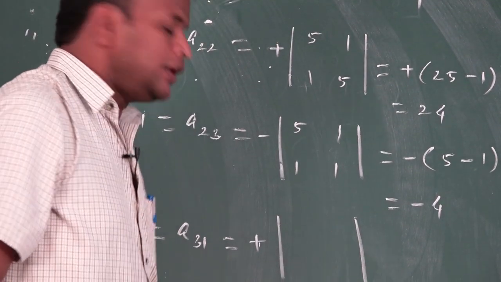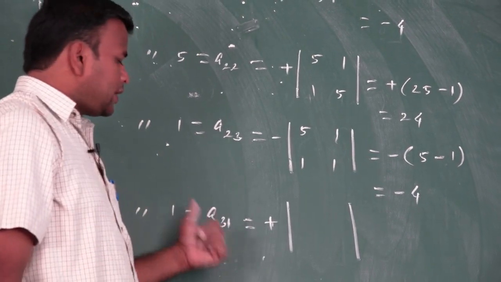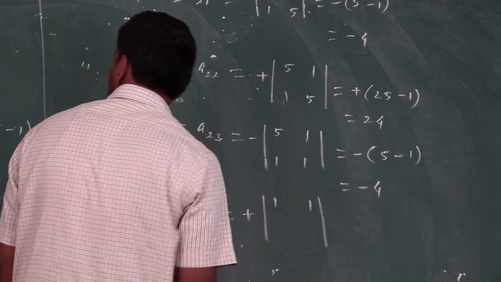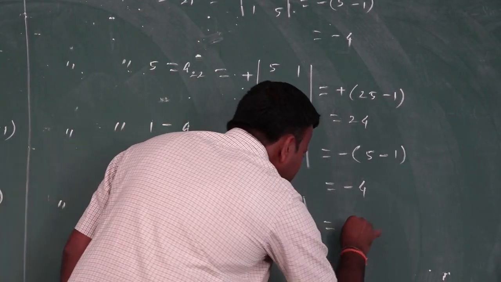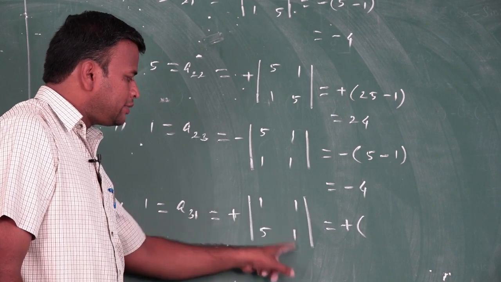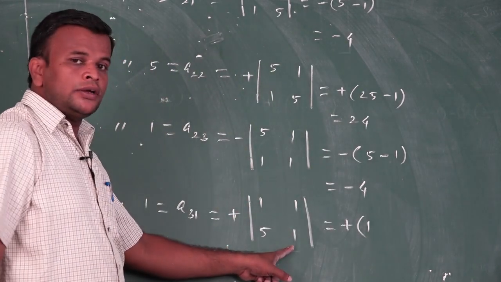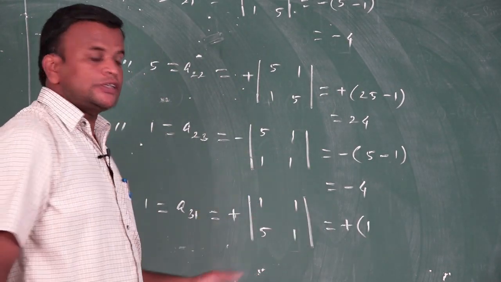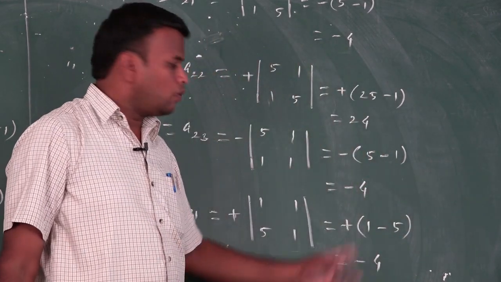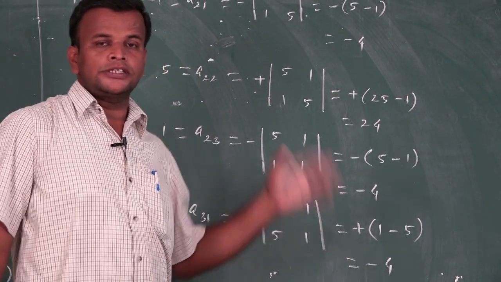Same rule, determinant symbol. We leave the row and column of 3 and 1. So now we leave the third row and first column. The remaining elements are 1, 1, 5, 1. Outside symbol is plus. We multiply the leading diagonal elements: 1 1s are 1. Next we multiply these two elements with a minus, so minus 5. So the final answer is minus 4. 1 minus 5 is minus 4. Outside is plus, so plus into minus 4 is minus 4.